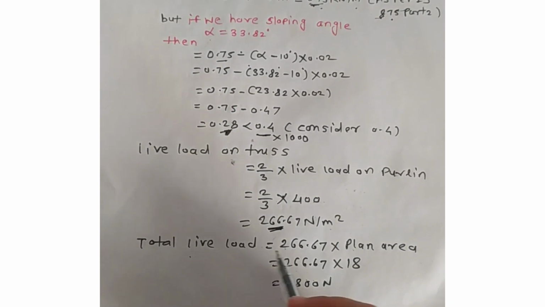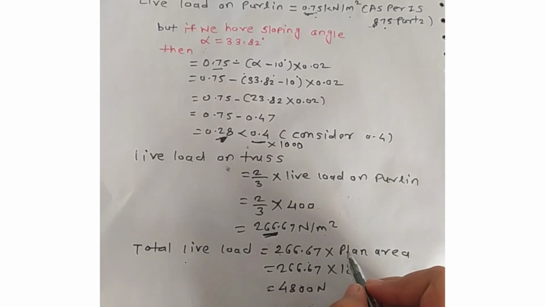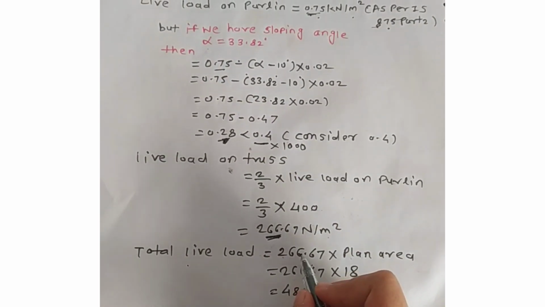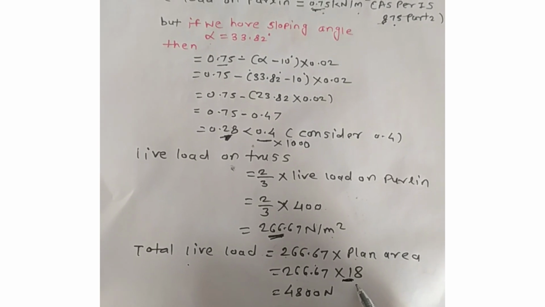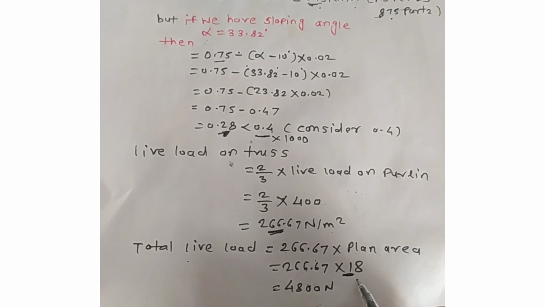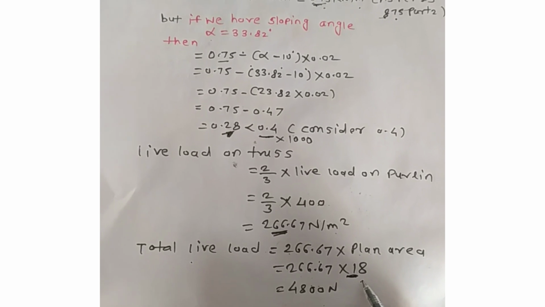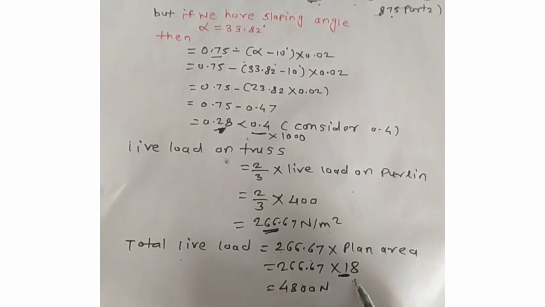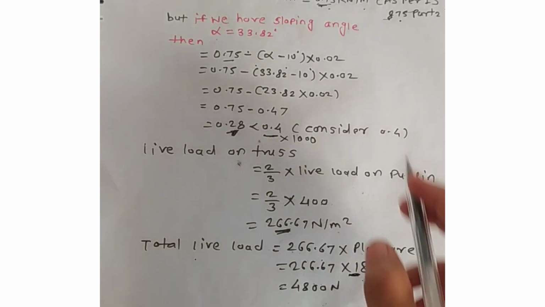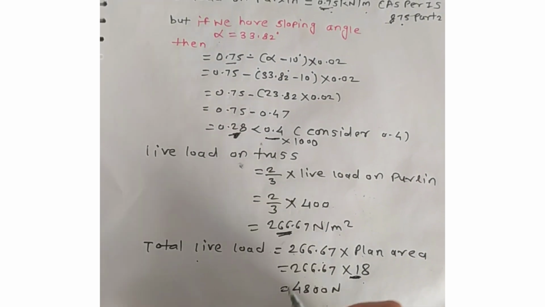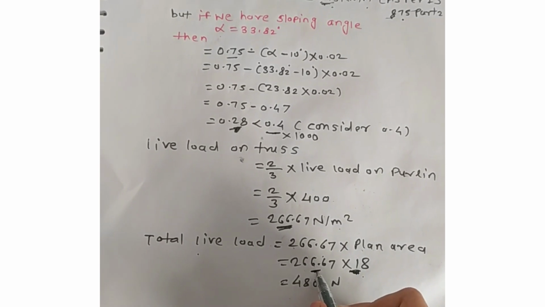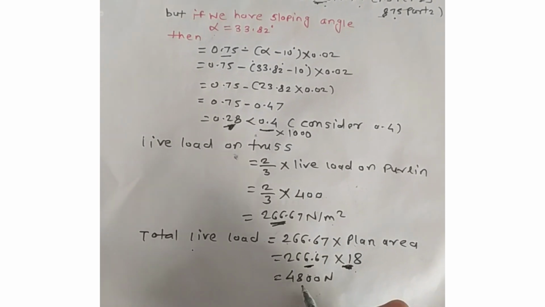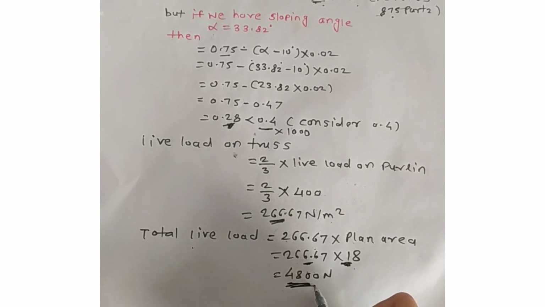And then total live load will be by multiplying plan area. So 266.67 multiplied by 18. 18 was the plan area I calculated when I was calculating the dead load on roof truss. I'll give you the link in description box on how to calculate dead load on roof truss, from which you will get this numerical and these values. So this is nothing but the plan area. Multiplying it with this particular value of the live load, you will get the total live load on truss.